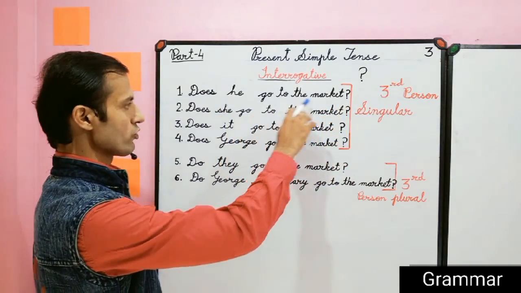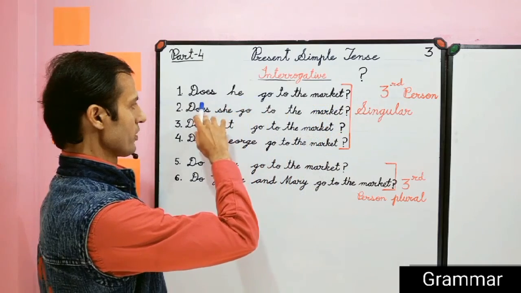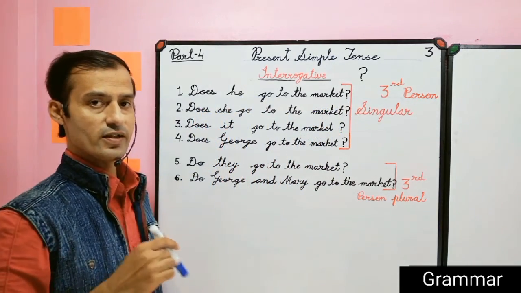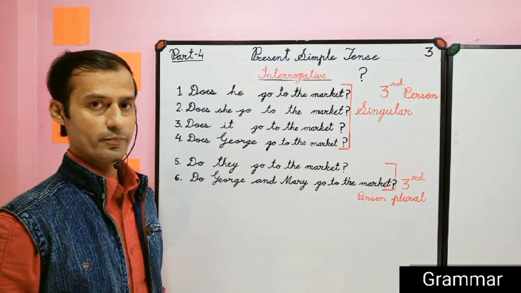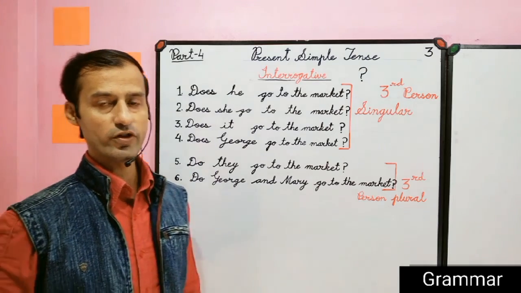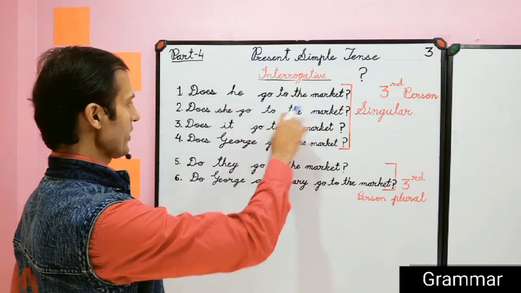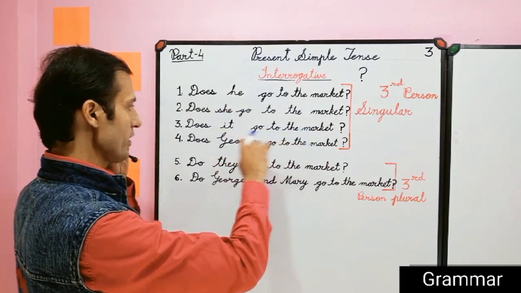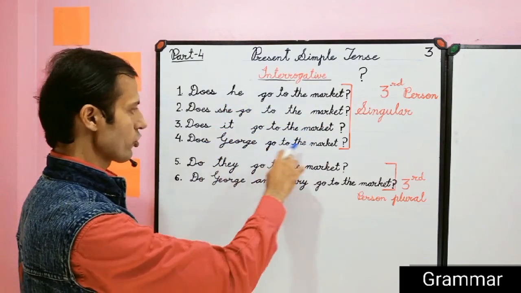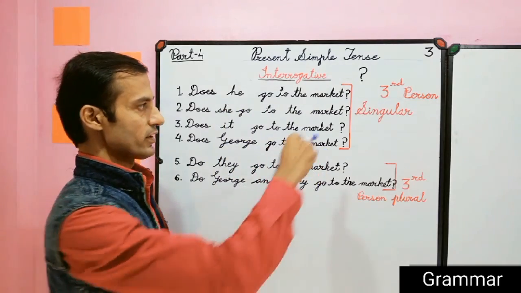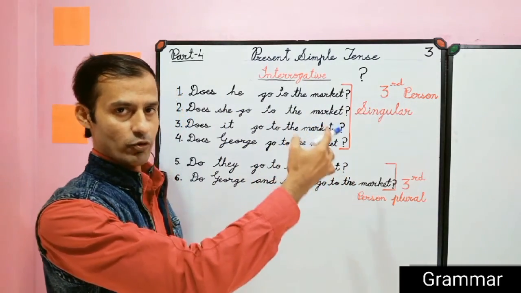And does he go to the market? So in this form, does is the simple interrogative. If we ask a question, we will have to give the answer yes or no. So does he go to the market? Does she go to the market? And does it go to the market? Does George go to the market? So this is the third person singular subject pronoun.